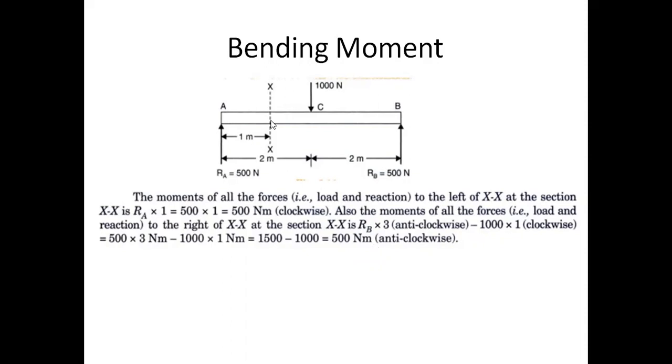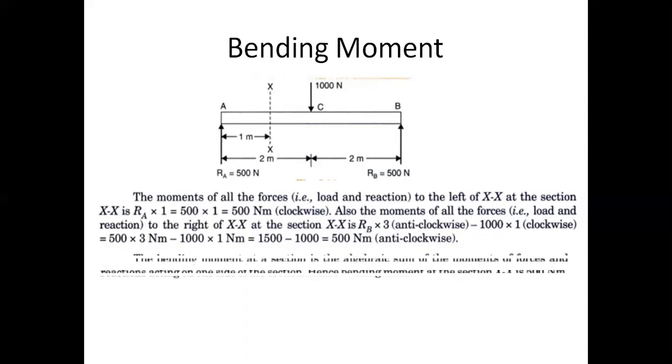If you see here, on the left hand side we have 500 newton meters clockwise, and on the right side we have 500 newton meters anti-clockwise. So the bending moment at a particular point is nothing but the algebraic sum of the total moments either on the left hand side or on the right hand side. The bending moment at a section is the algebraic sum of the moments of forces and reactions acting on one side of the section. So if you take either side, it is 500 newton meters.